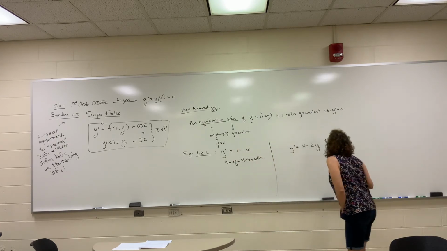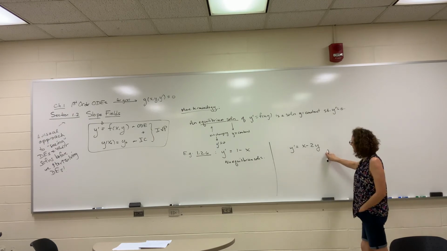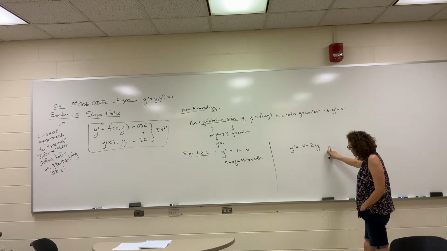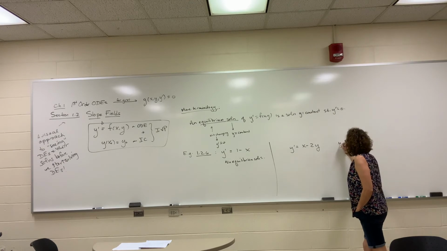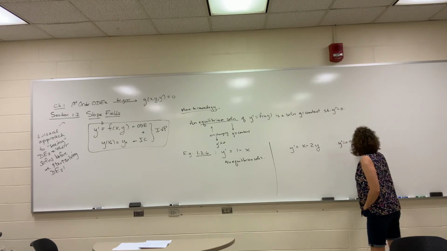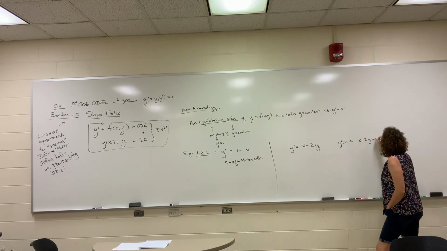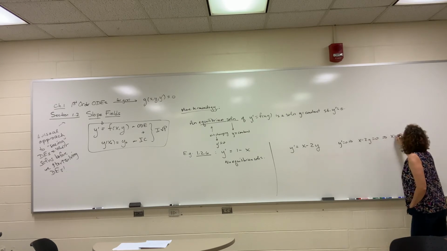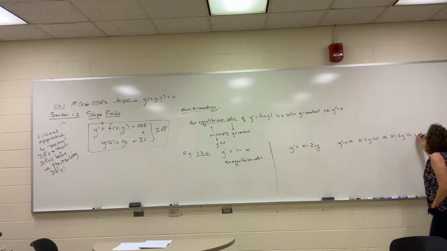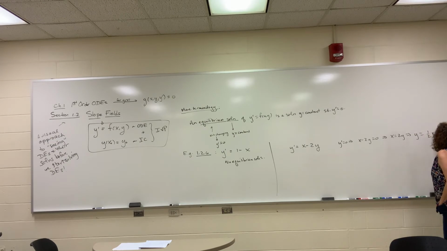Yeah? What about this guy? Well, if y prime is 0, that would imply x minus 2y is equal to 0, right? Which means x is 2y, which means y is 1/2 x. Yeah? Is that an equilibrium solution? No. Good, right? Not an equilibrium solution, right? Why?